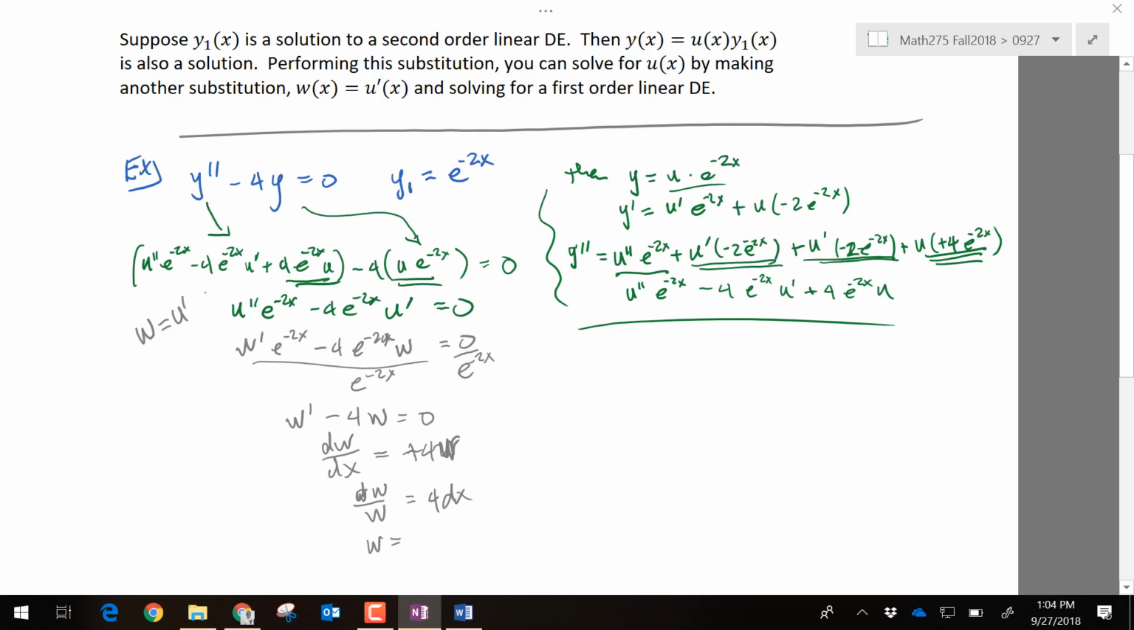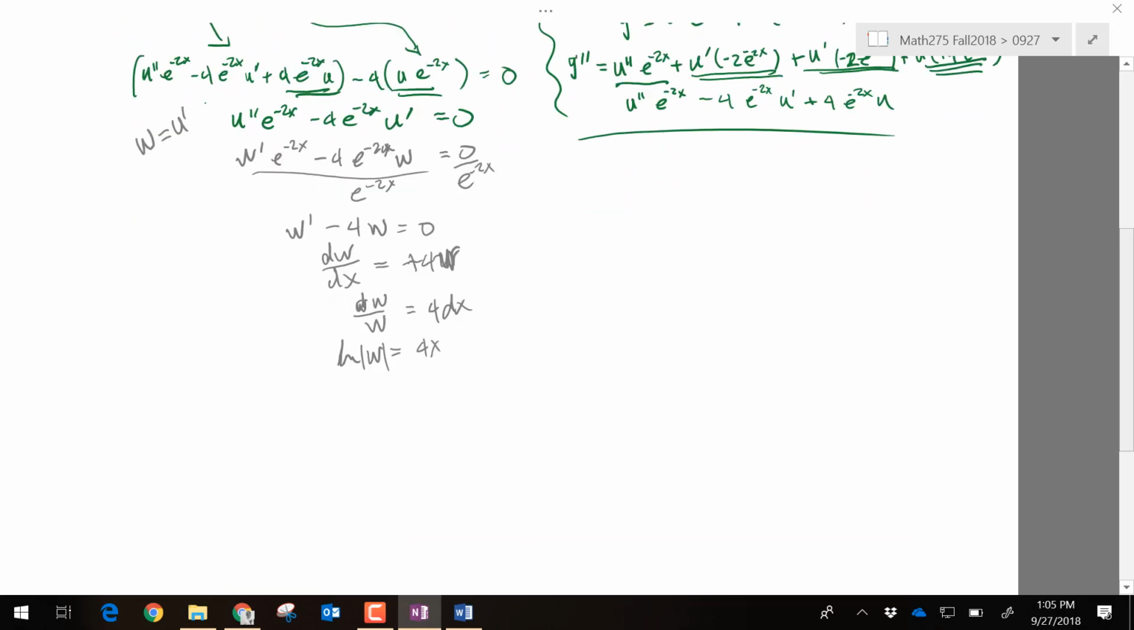So what's w equal to? Did we forget? All right, I guess we have to do this slowly. Let's call it C1.